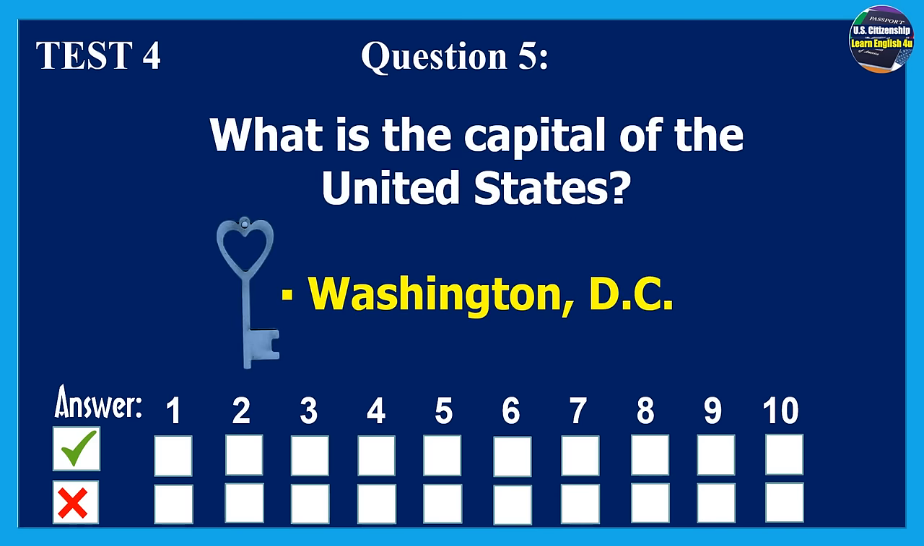Name one U.S. territory. Guam. Name one American Indian tribe in the United States. Cherokee. We elect a U.S. Senator for how many years? 6.